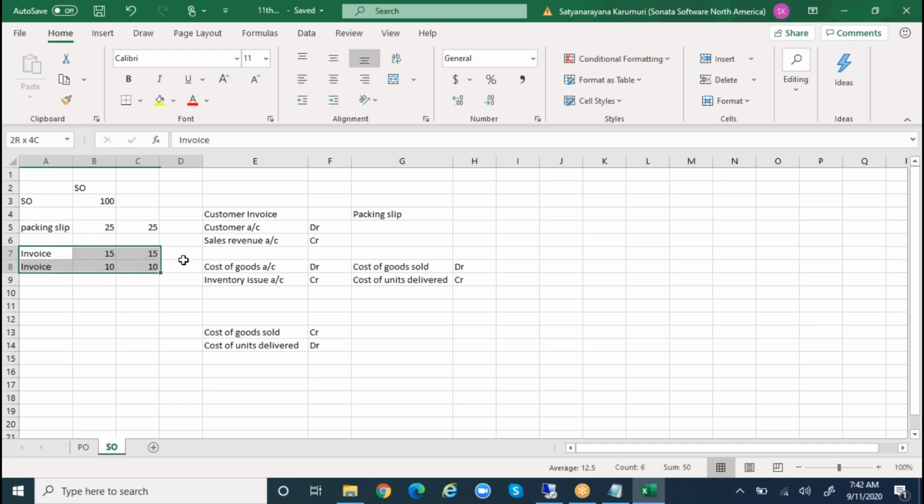But this will not happen in a real time scenario. Of course, in the system, flexibility is available. If you want, you can do it, but this is not the best practice. Usually I will do invoice for 25. This is a very regular scenario. This partial invoice, once it is dispatched, if I'm not invoicing, it means your company is in the wrong direction. Your employees are favoring customers.